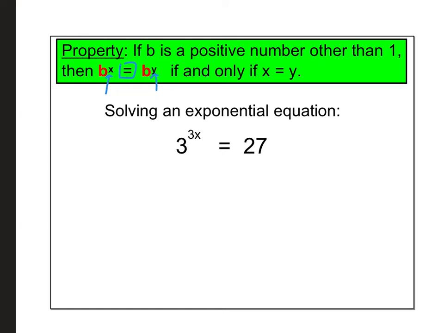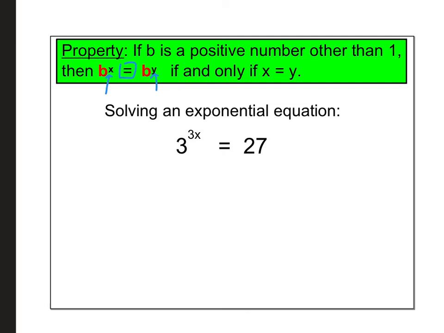Okay, and again, this doesn't apply if the base is 1, because 1 to any power is just going to be 1. So we can use this rule in any other case. So if we take a look, we have an example here: 3 to the 3x power equals 27, and we are trying to solve for x. So with this problem, we want to see if we can write both sides to have the same base, so that we can use this property.